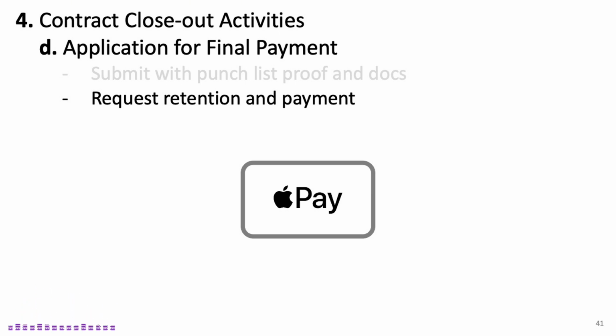If everything is in order, the owner will authorize the final payment, officially closing out the project and ensuring that the contractor is paid for their services. And that wraps up this video, in which we covered the various types of activities that take place throughout the life cycle of a construction project, from pre-construction to construction, and finally, contract closeout.